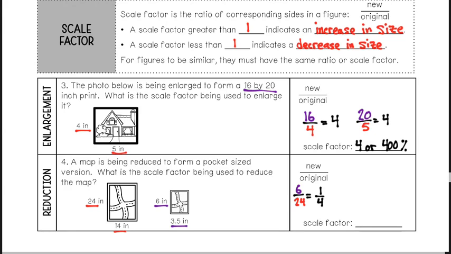I then have to test it with the next one to make sure that it stays the same. So that's 3.5 divided by 14. When you type that in your calculator, you'll find that 3.5 divided by 14 is 1/4. So that means that our scale factor is 1/4 or 25%. So this image is 25% the original size.